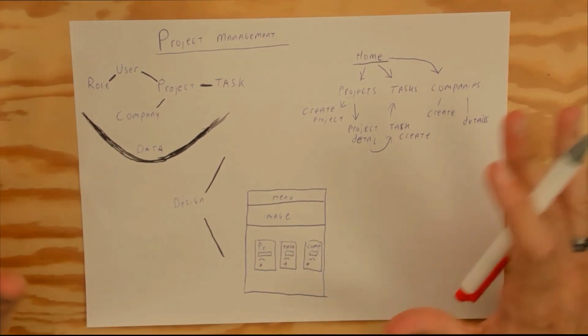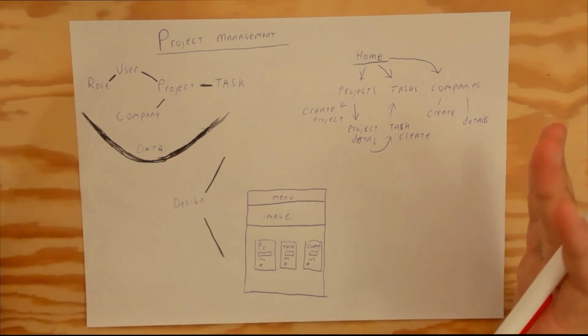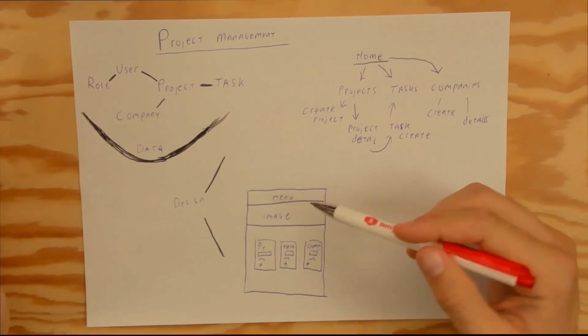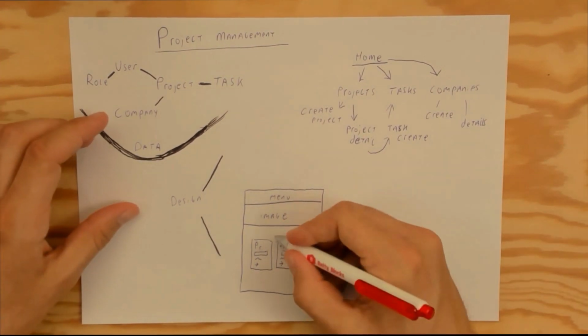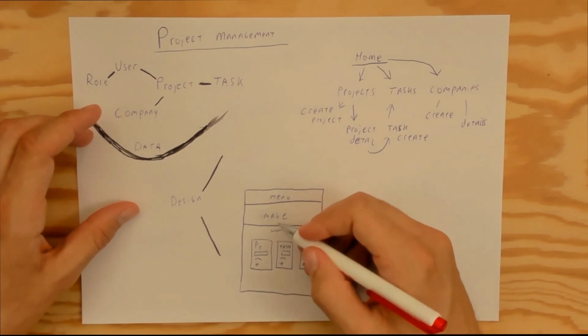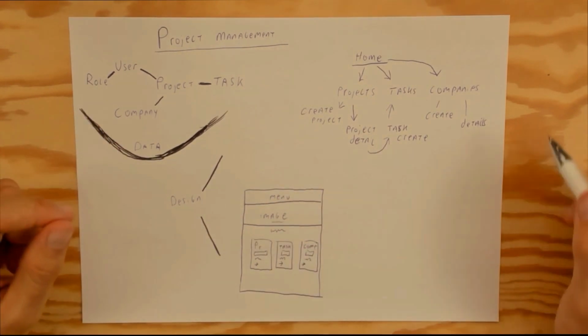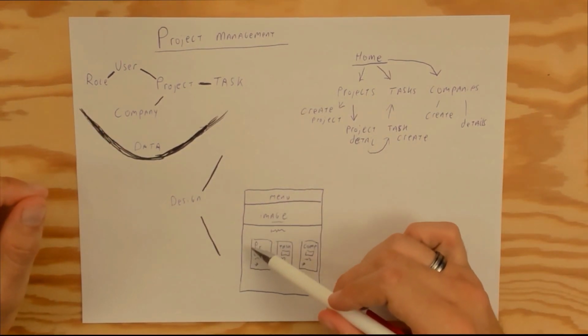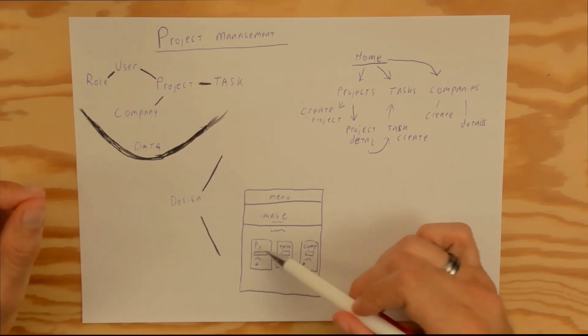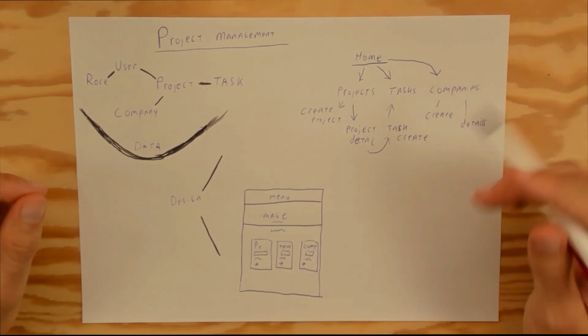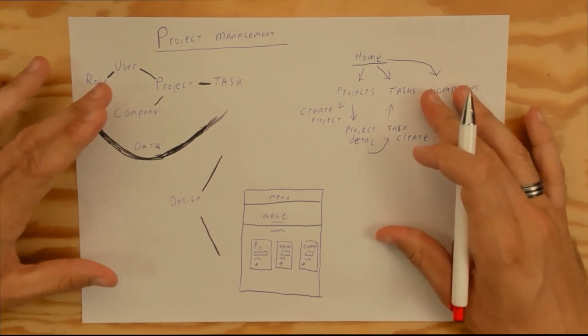Not too difficult, not too well technical or detailed, just a menu, an image, maybe some welcome text underneath or above that image. We'll figure that out. And some navigational options to navigate people to projects and tasks, to the company segment.